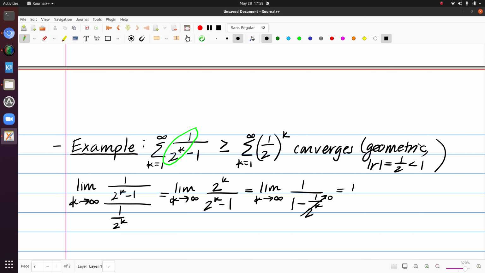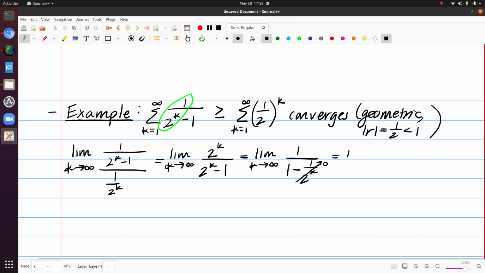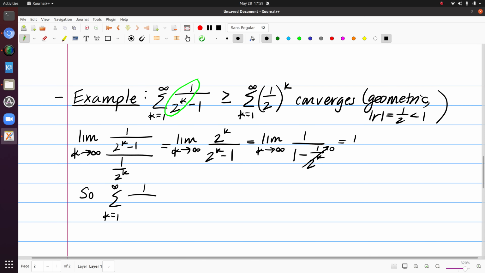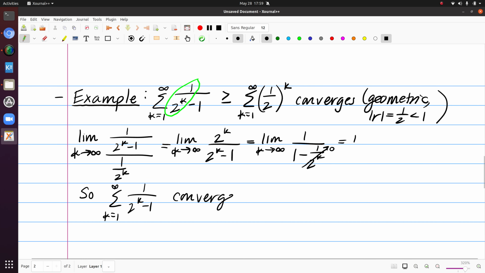Again, the fact that it approaches 1 only matters to me in that 1 is in the approved interval from 0 to infinity. So that tells me that the limit comparison test is applicable and these two series behave the same, meaning that the sum of 1 over 2 to the k minus 1 converges by the limit comparison test.